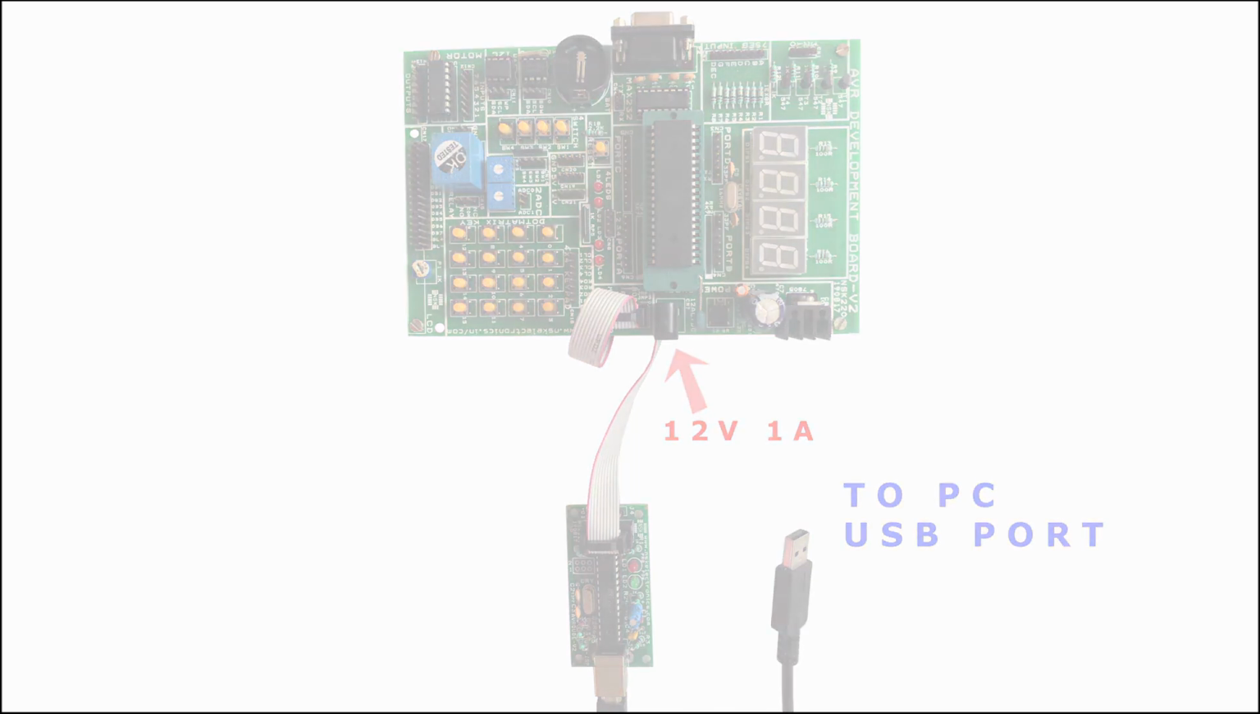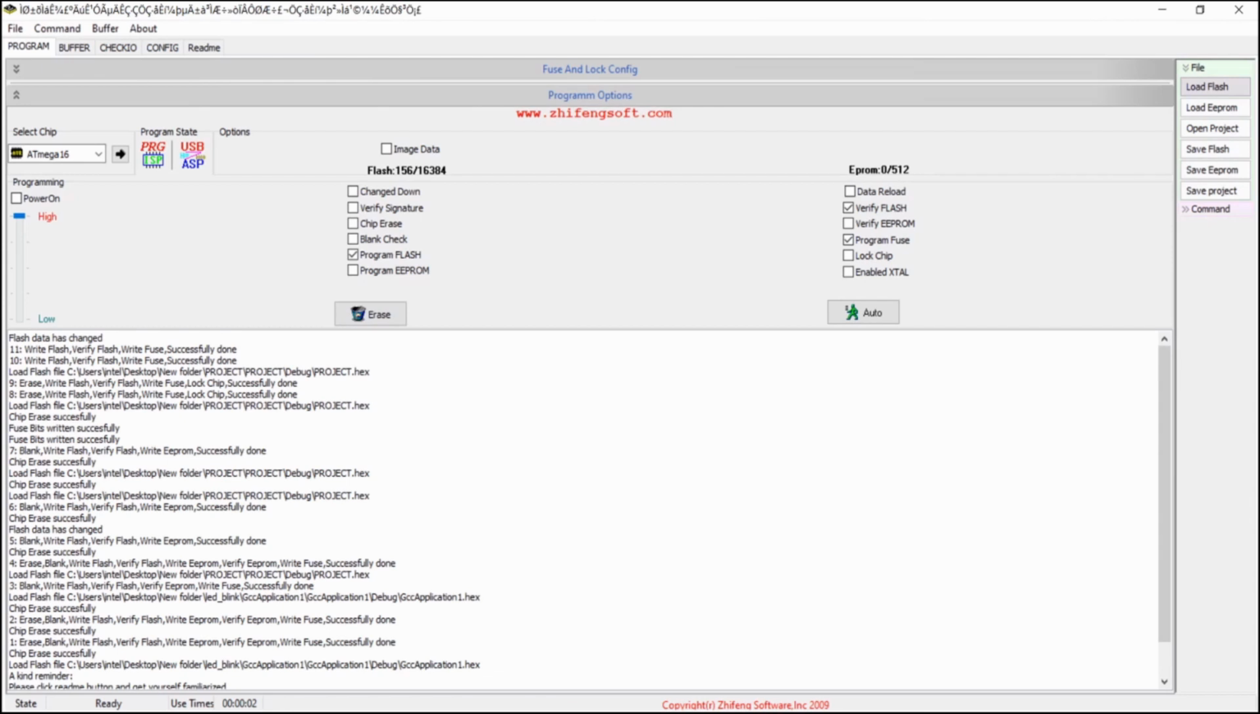Once you have done this, open the Program ISP software and choose the microcontroller required in Select Chip drop-down box. Then after that, you just want to check this Program Flash checkbox, and then check this Program Fuse and Verify Flash checkbox. And then you just want to set the clock to external crystal oscillator in the fuse bits configuration.